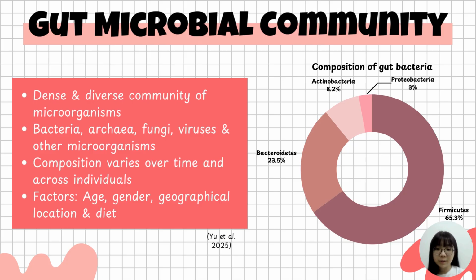If we break down the bacterial composition, the majority belongs to four main phyla: Firmicutes, which make up most of the gut bacteria, followed by Bacteroidetes, Actinobacteria, and lastly, Proteobacteria. In this context, the first two phyla dominate and are often regarded as an important indicator for gut microbiota health.